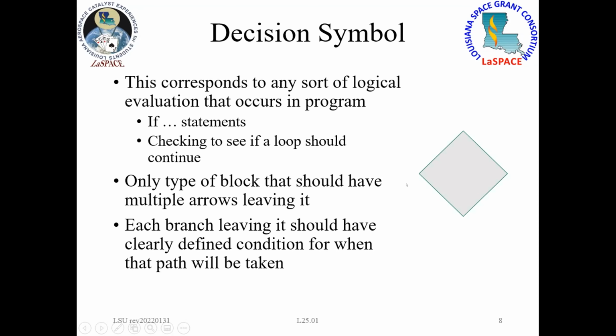But one thing that's important is each one of these paths leaving your decision symbol should have a clearly defined condition of when you go on that path. If X is greater than 10, do this. If Y is less than 1, do this, right? There should not just be unlabeled arrows coming out of this where you can't tell when you go down that path.